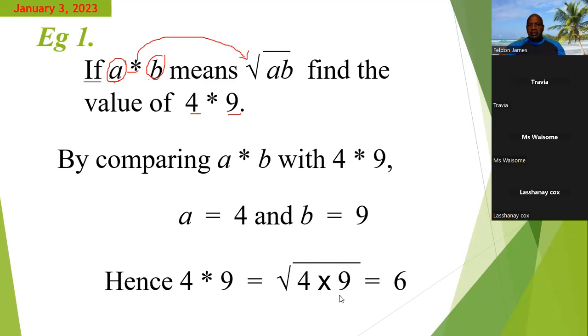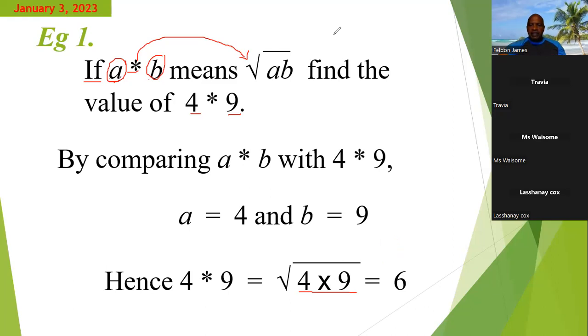Right? And you could simplify that in different ways. So one way you could simplify this, you could work out what is under the square root sign. 4 times 9 gives you 36. And then you know that the square root of 36 would be equal to 6. So that's one way of simplifying it.